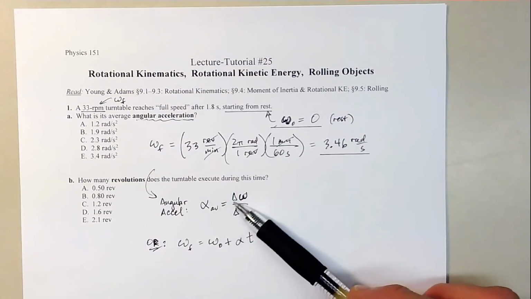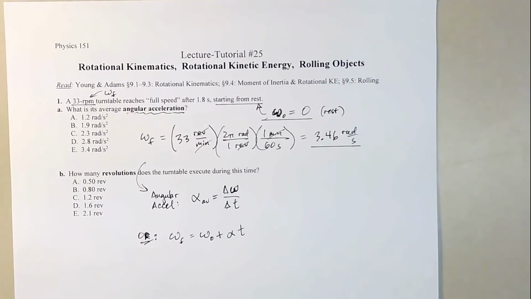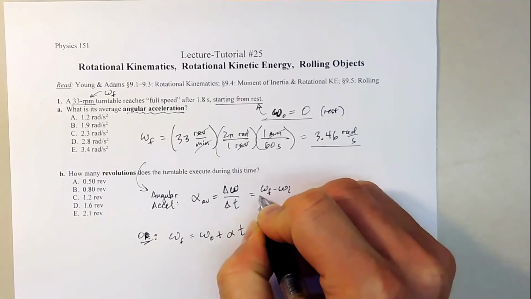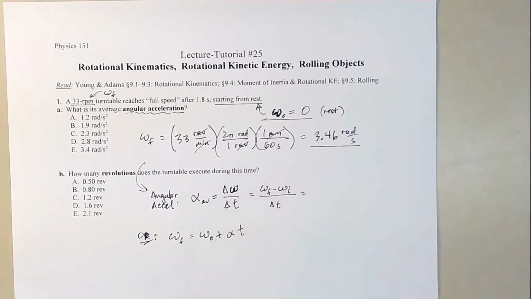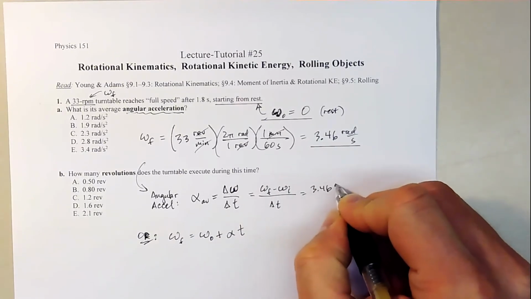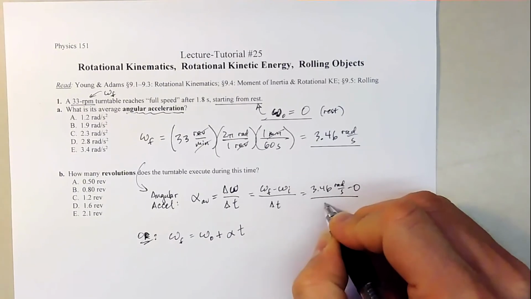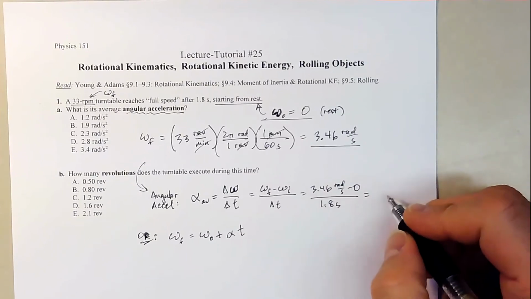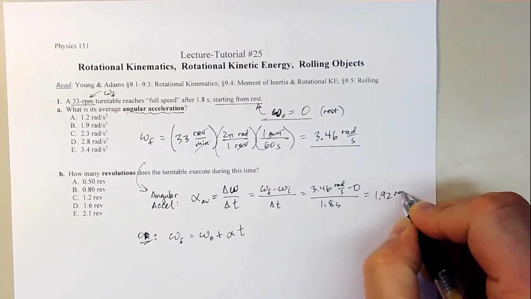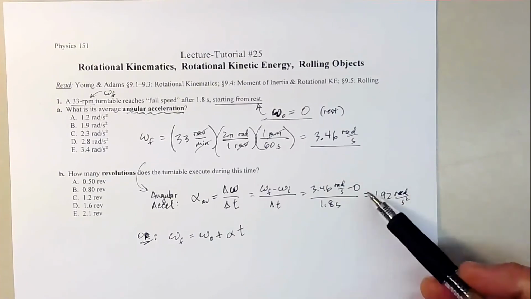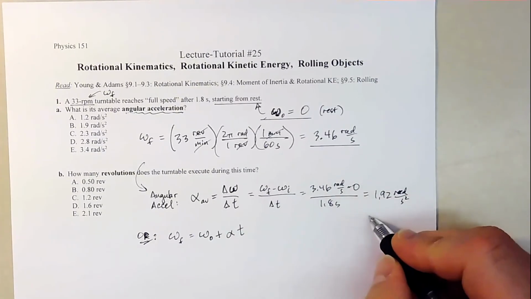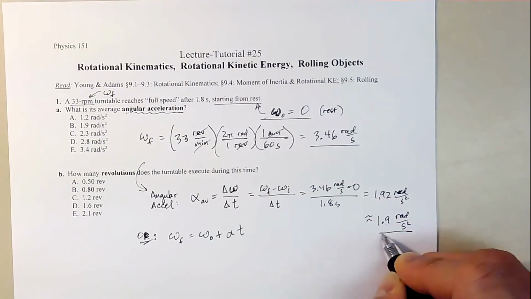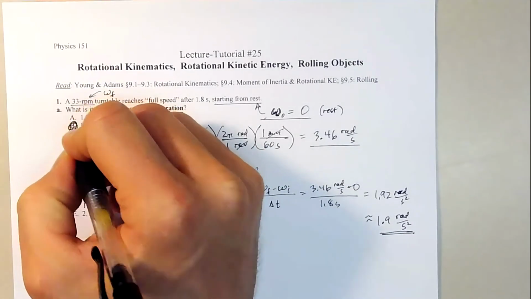In fact, these are really the same equation. So let's go ahead and use this first equation up here. This is going to be omega final minus omega initial divided by delta t. So that's going to be 3.46 minus 0 divided by 1.8 seconds. And I ask my calculator what that is, and I get 1.92 radians per second squared, right? It looks like it's a 2 sig fig problem. So if I wanted a final answer, I would round to 2 sig figs. Looks like the answer is B.